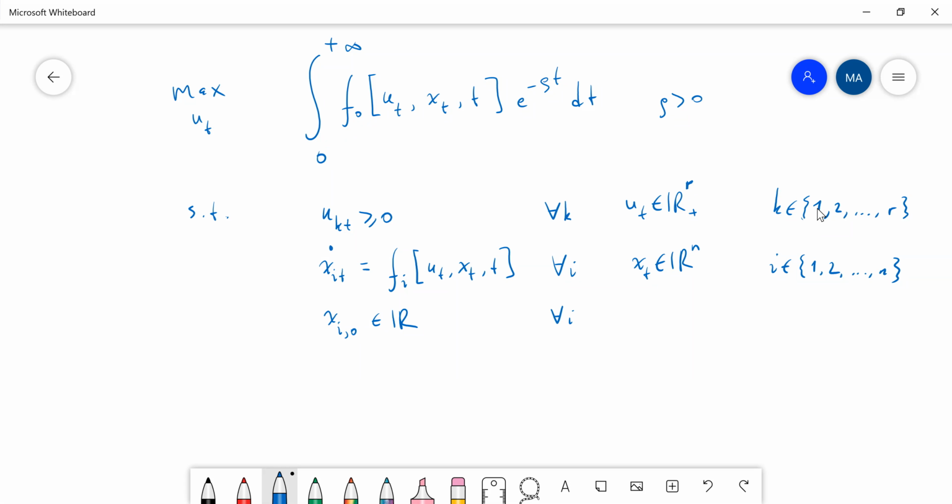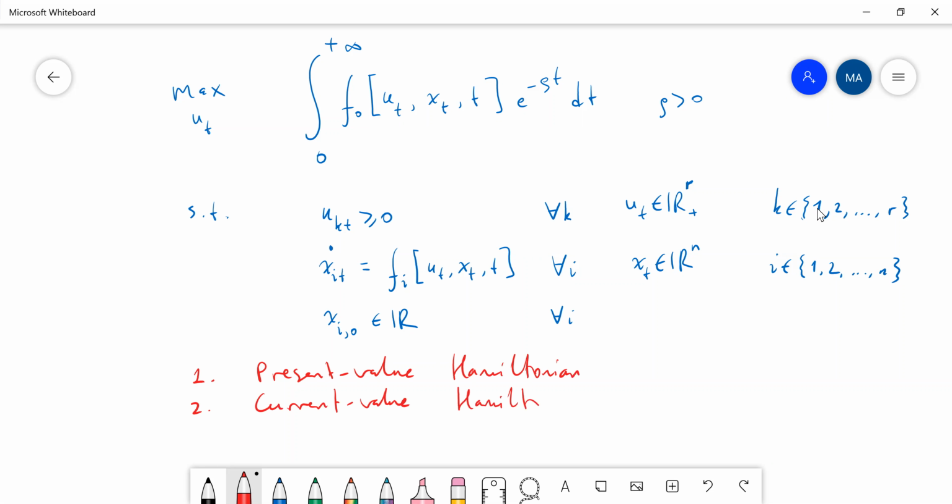Now to solve this problem, we can use two things. First, we can use what we call the present value Hamiltonian, or we can use the current value Hamiltonian. They lead to the same solution, and eventually I would recommend you to use the current value Hamiltonian, but I will show you both.